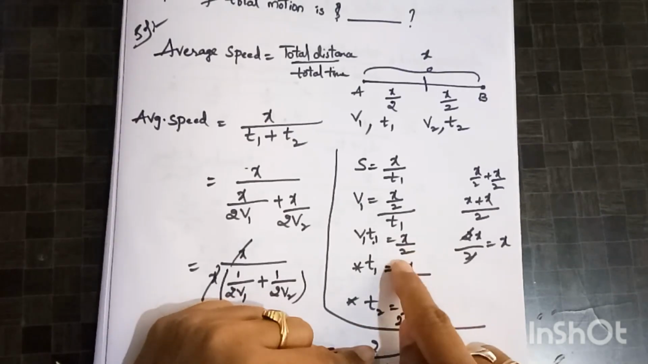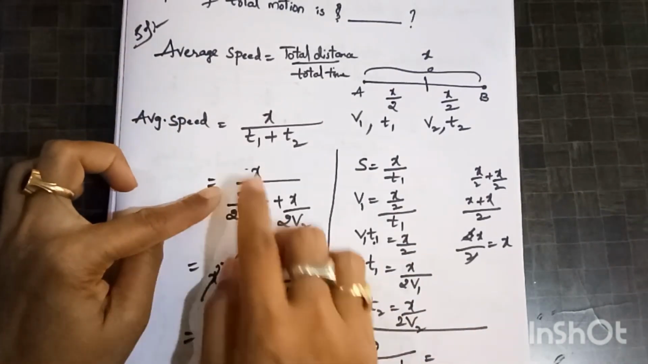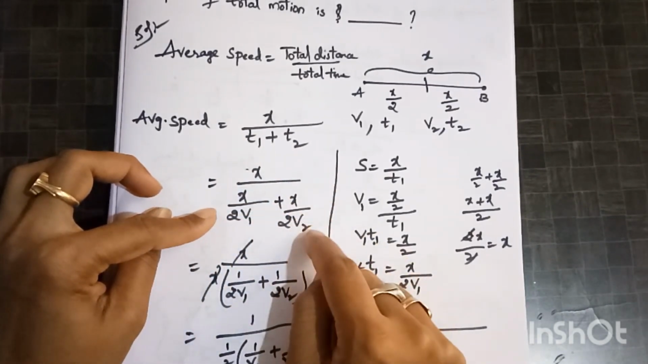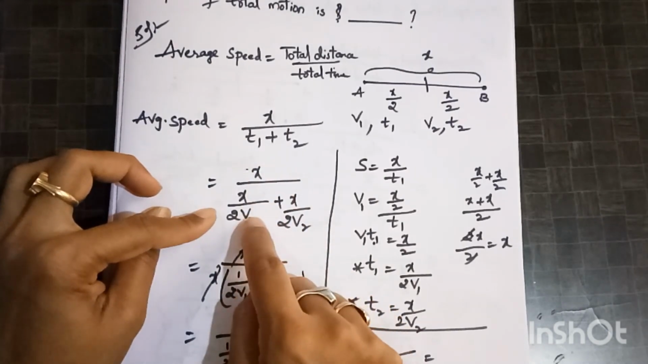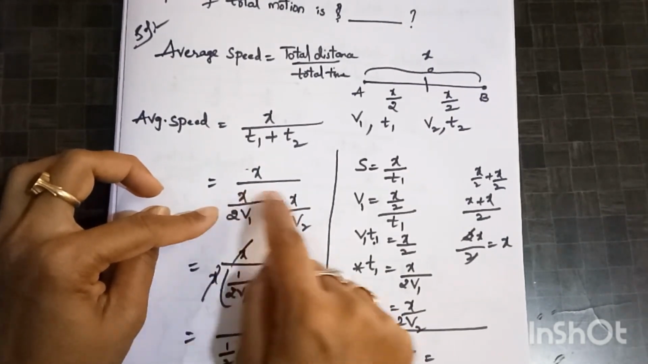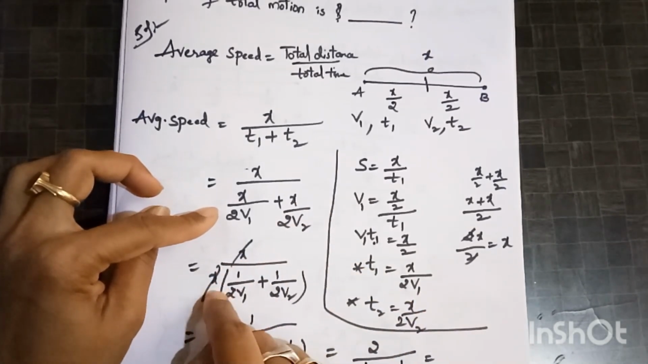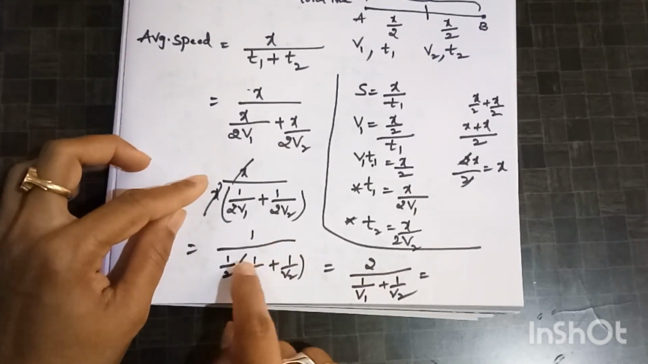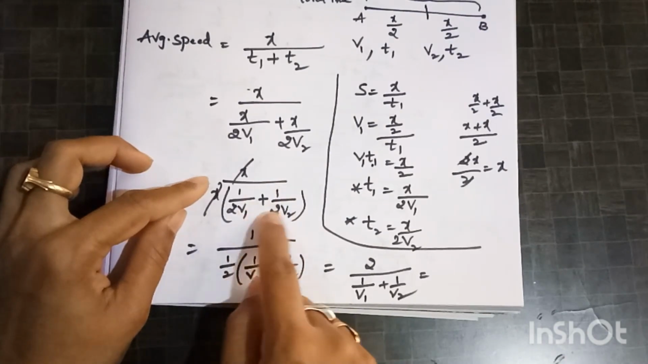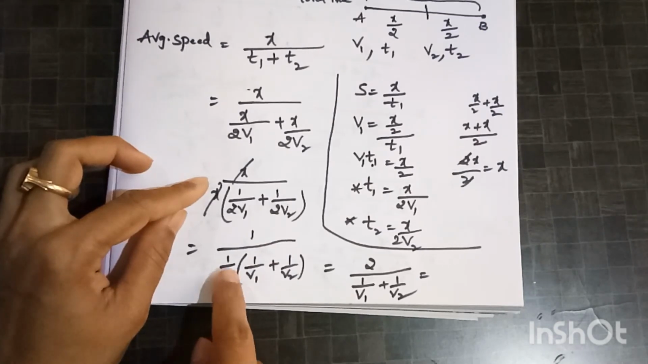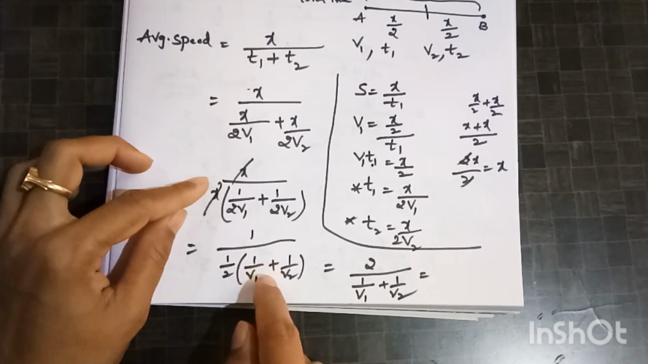So substitute these t1 and t2 values here. x by, t1 value is x by 2 v1 plus t2 value is x by 2 v2. From the denominator we can take x common. Numerator x and denominator x are cancelled. So we will get 1 by 2 v1 plus 1 by 2 v2. Here 1 by 2 is also common. I am taking 1 by 2 as common, into 1 by v1 plus 1 by v2.